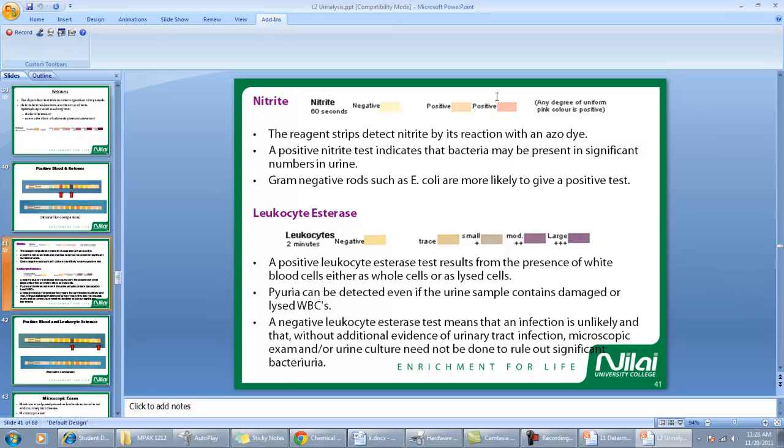Leukocyte esterase. A positive leukocyte esterase test results from the presence of white blood cells, either as whole cells or as lysed cells. Esterase can be detected even if the urine sample contains damaged or lysed WBCs. A negative leukocyte esterase test means that an infection is unlikely, and without additional evidence of urinary tract infection, microscopic exam and urine culture need not be done to rule out significant bacteriuria.